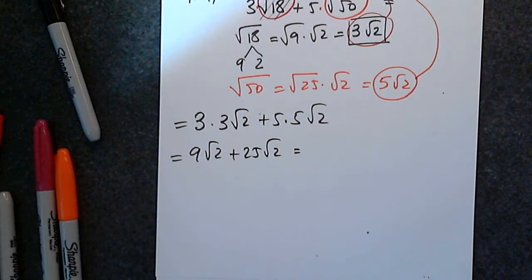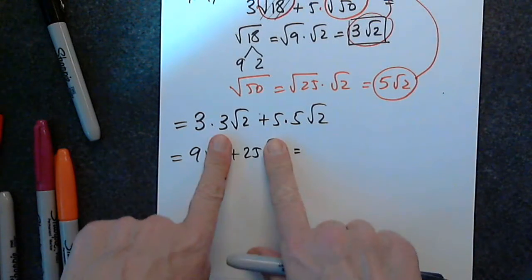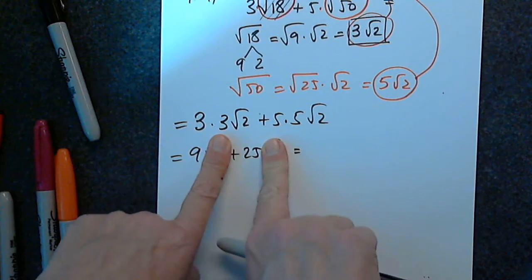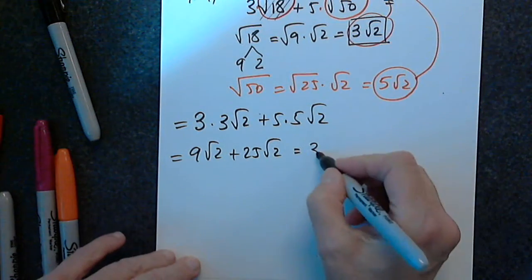And now I will say, okay. It means that they are like radicals, and I can add them. I can say 9 apples plus 25 apples, which is 34 apples.